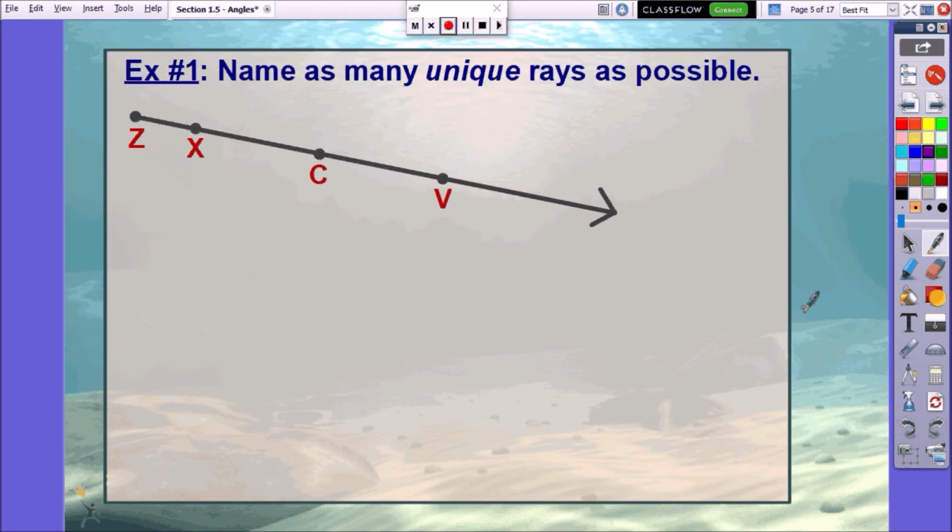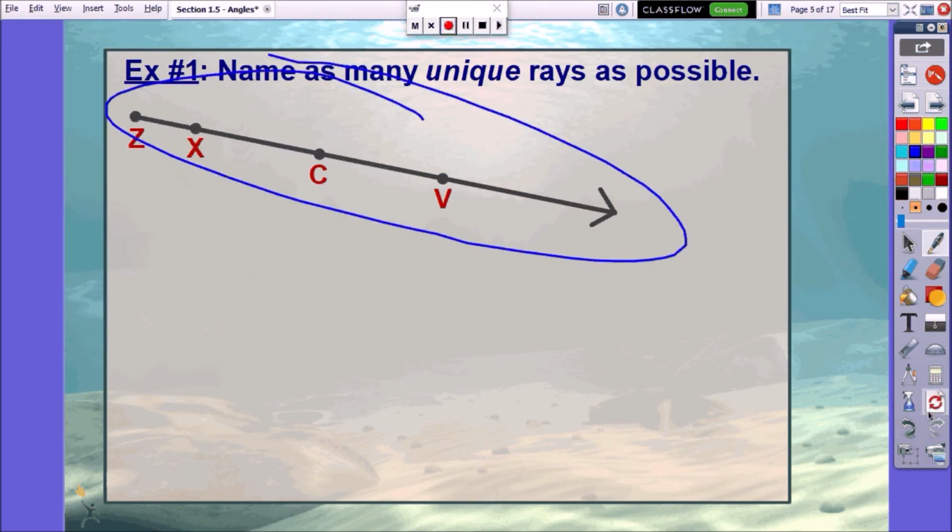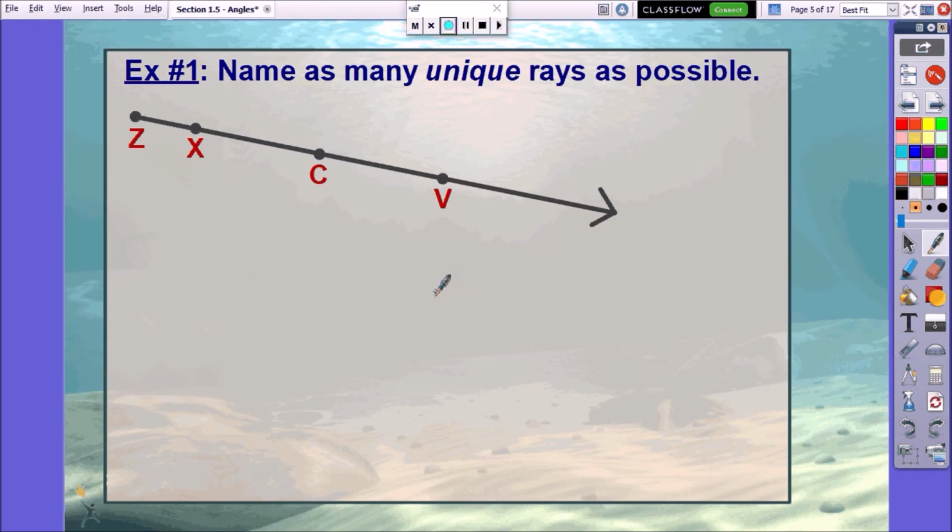All right, first example, name as many unique rays as possible. I will tell you there are multiple answers to this, and some people might be questioning and saying, well, clearly there's only one ray here. You have to keep in mind, how long is a ray? Well, a ray's technically infinitely long, right? It has a starting point. You could put a ruler on an end point, but then it just runs off to infinity.